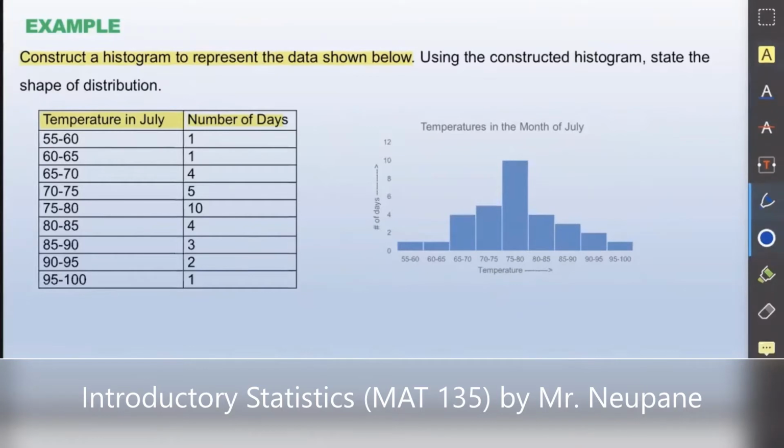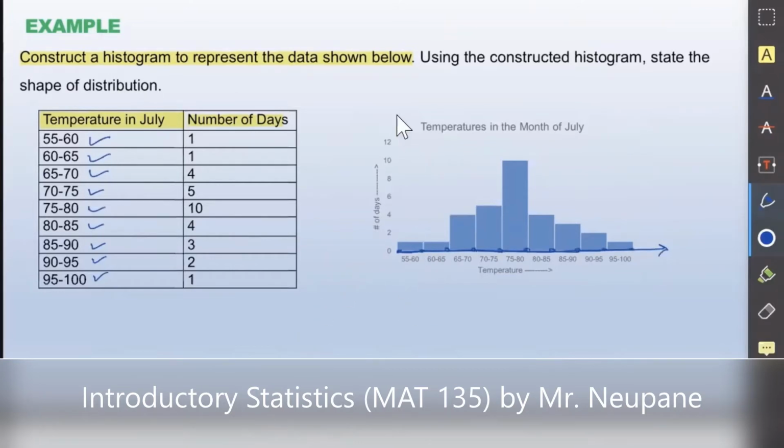along the x-axis, always remember, along the x-axis, you write these classes, 50 to 55, 60 to 65. You write these classes or label these classes along the x-axis. So you can see here, 50 to 55, that's the first class. 60 to 65, second class. 65 to 70, 70 to 75, 75 to 80, 80 to 85, 85 to 90, 90 to 95, 95 to 100. You label the class along the x-axis.